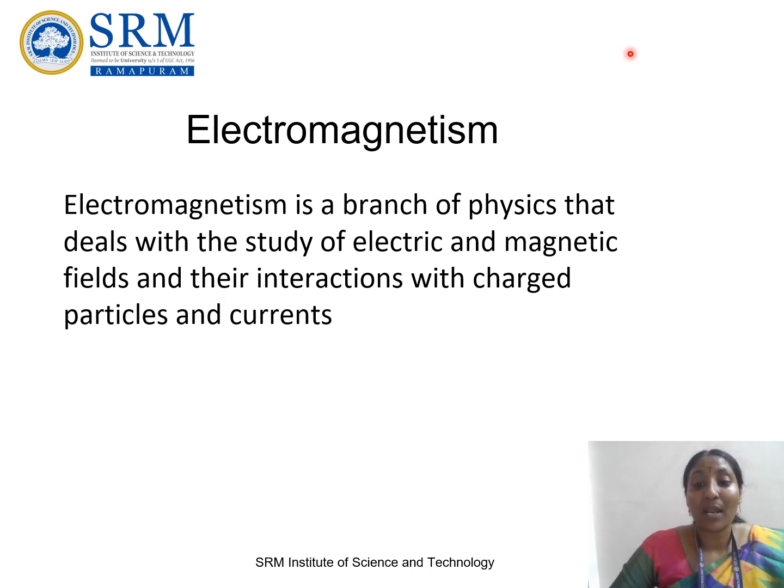Then there is MRI, magnetic resonance imaging. That technique utilizes a strong magnetic field to create images of internal body structures, which is also a very good example of electromagnetism. Then electromagnetic waves and communication: everybody knows communication through television, radio and cellular mobiles, where electromagnetism is the basic principle. The electromagnetic spectrum is also a real-time example of electromagnetism.